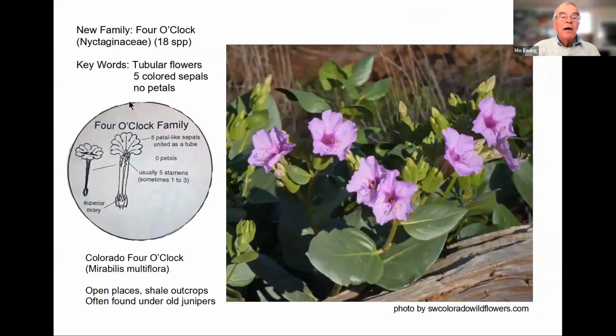Okay, moving on. We're into another new family. This plant is called Mirabilis multiflora, Colorado 4 o'clock. This plant's common in open places and shale outcrops, sometimes under old pinyons and junipers, and along roadsides.